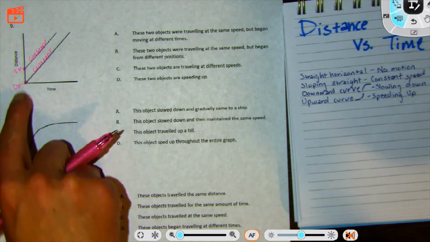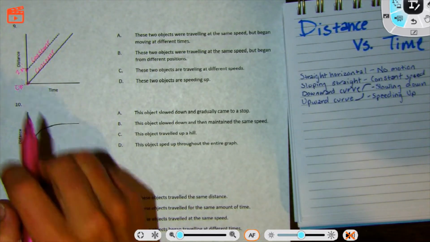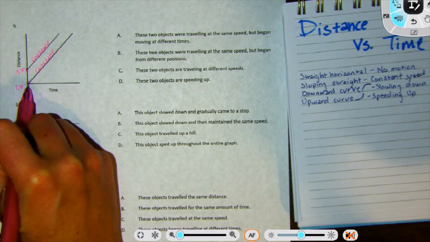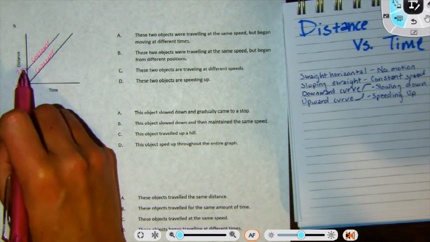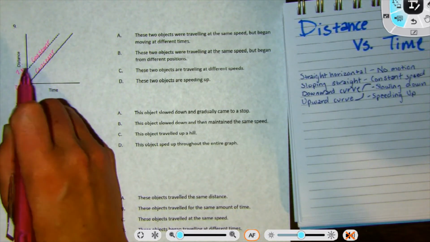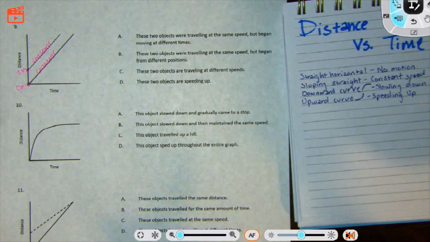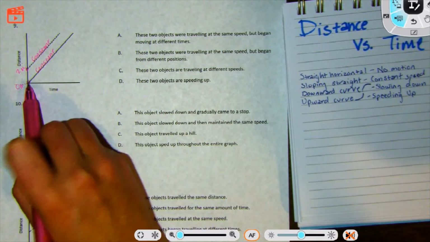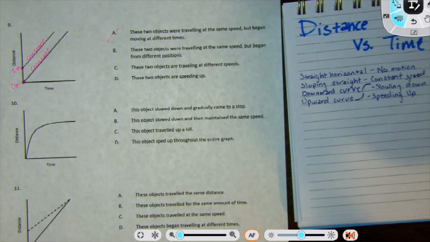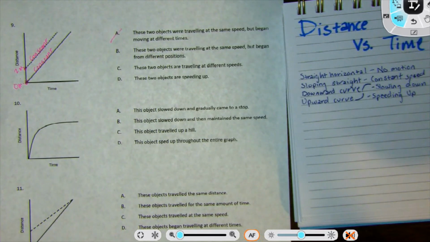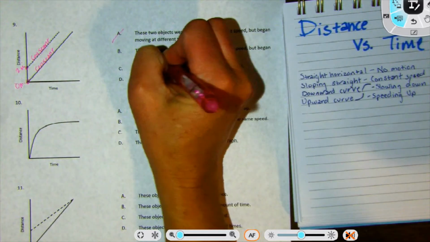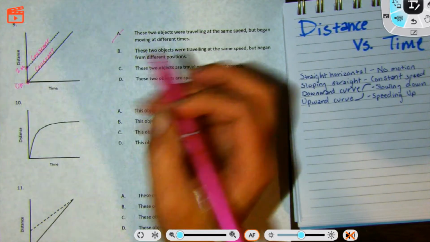They just started at different points, right? They started at the same time because they both started there where time is 0. But this one started at mile 0. That one started at mile 2. So, A, these 2 objects were traveling at the same speed but began moving at different times. Did they move at different times? No, they both started at 0. B, these 2 objects were traveling at the same speed. Well, we did say that, but began in different positions. 0 miles, 2 miles. Boom. For time, we're going to go ahead and move on.